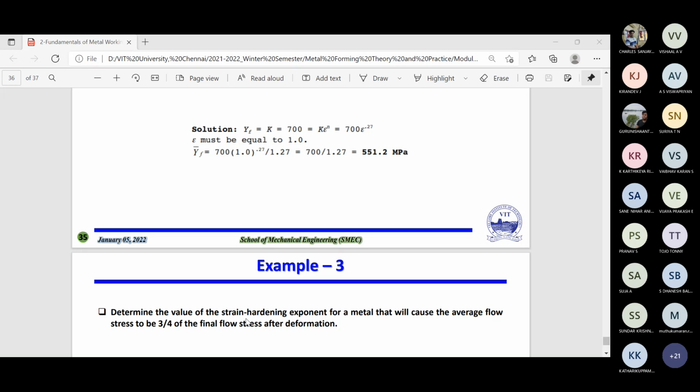Maybe we have to equate the average one with the final one. So solve for N. YF bar equals 3/4 YF. Then instead of YF bar, you can put the equation, whatever you have used several times, and equate with 3/4 YF. So you will find N. Is N 1/3, sir? Yes. But you can make it a point: don't put 1/3. Put it as 0 point something.